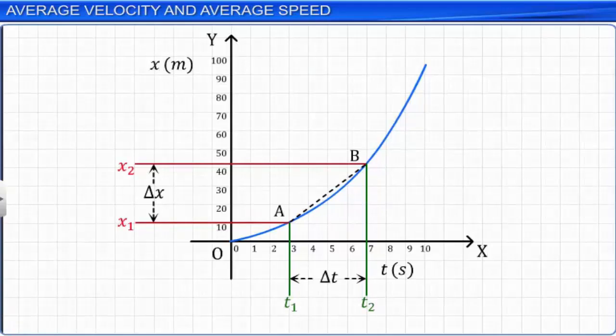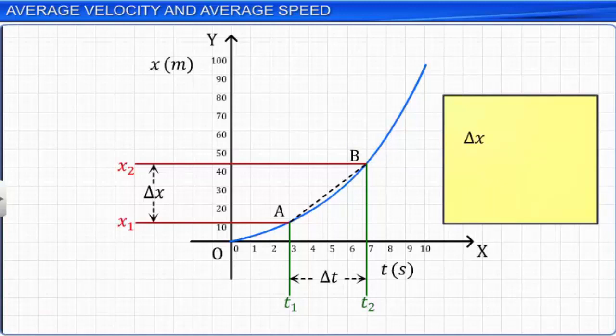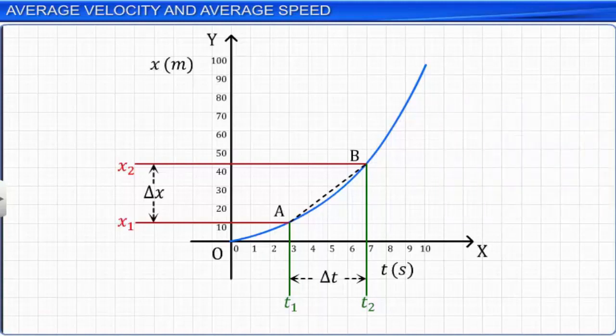Delta x is equal to x2 minus x1, which is equal to 42 minus 10, which is equal to 32 meters. Delta t is equal to t2 minus t1, which is equal to 7 minus 3, which is equal to 4 seconds. V bar is equal to 32 by 4, which is equal to 8 meters per second. V bar represents the slope of the line joining points A and B. Slope is equal to tan theta, which is equal to x2 minus x1 by t2 minus t1.